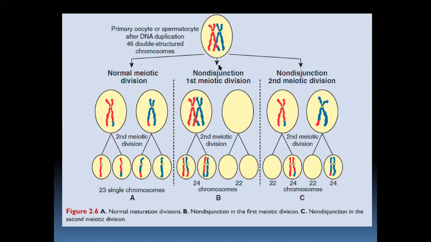Sometimes we'll see non-disjunctions. Non-disjunctions mean abnormal splitting of chromosomes. This can happen in the first meiotic division or second meiotic division. In the first meiotic division, one cell gets one extra chromosome and the other cell might lose a chromosome. Instead of 23 and 23, we get 24 and 22. In the second meiotic division, it might happen the same way. One cell will get 24 and another cell will get 22.